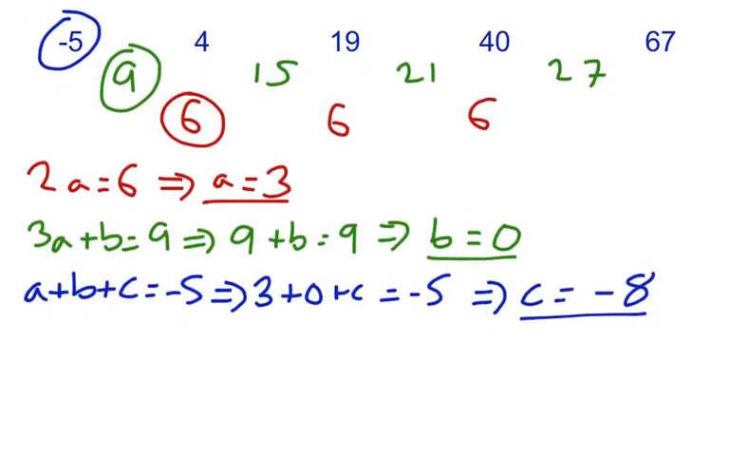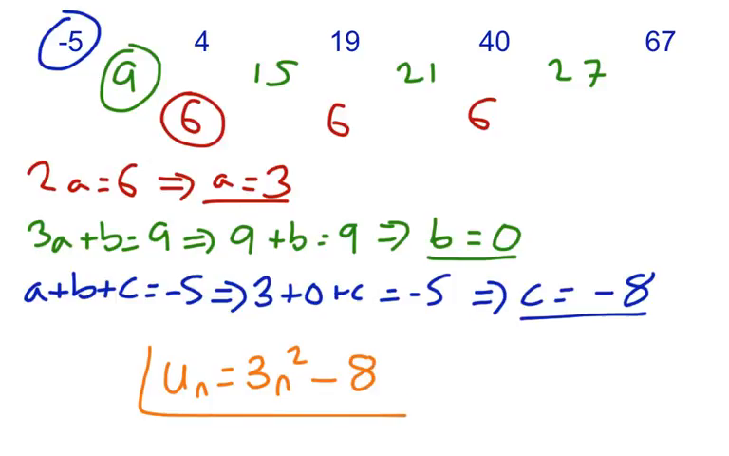And we put all that together and we get un is equal to a is 3, so it's 3n squared. b is 0, so we have 0 n's, so we don't write it. And c is minus 8, so we have minus 8.